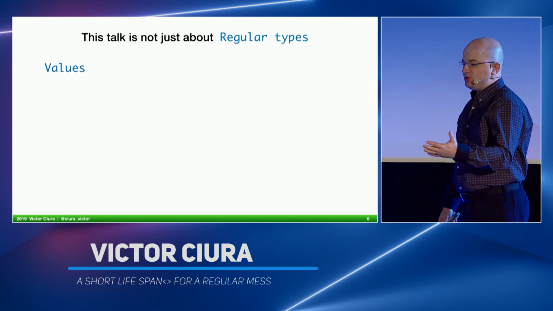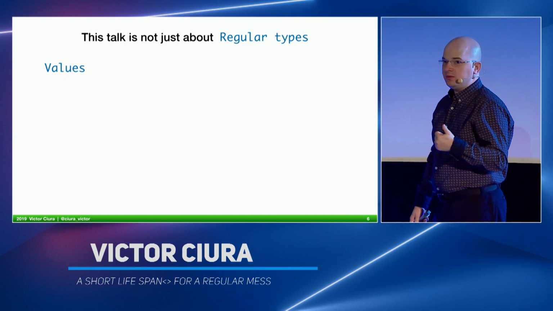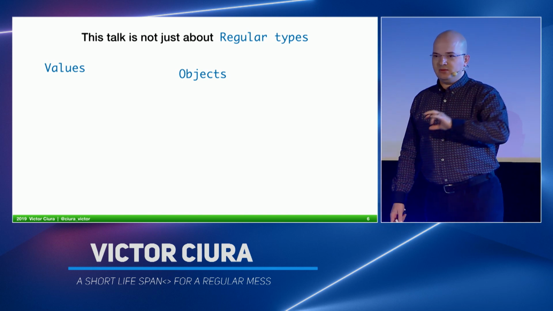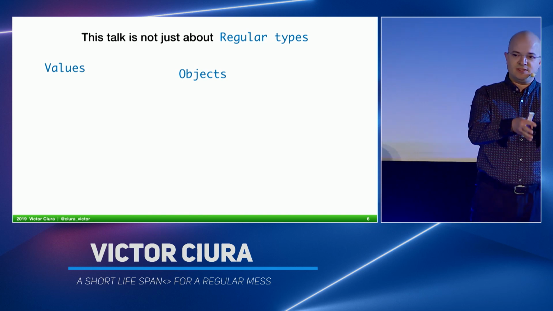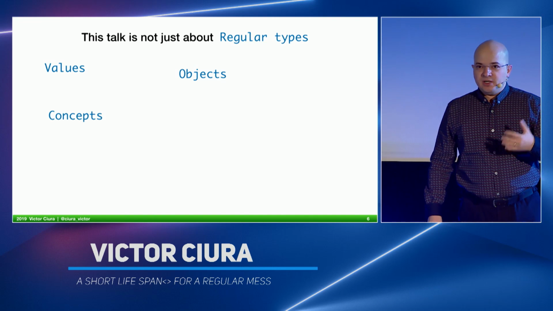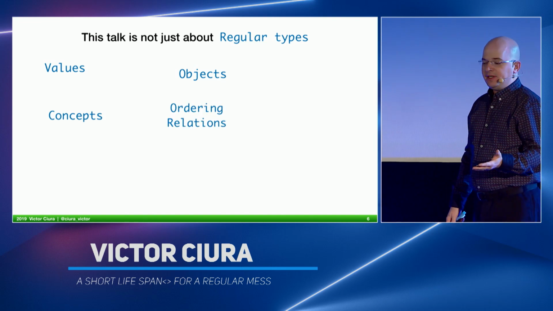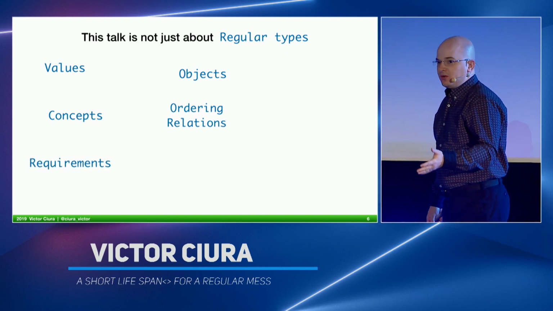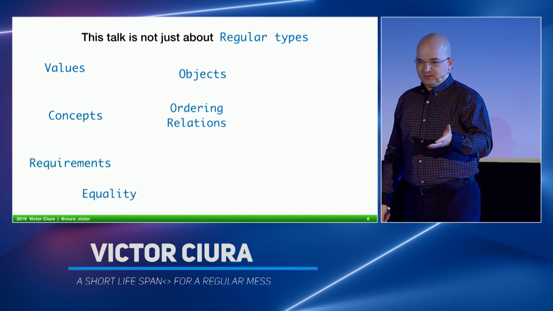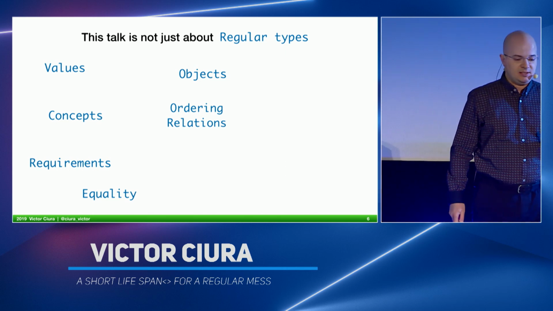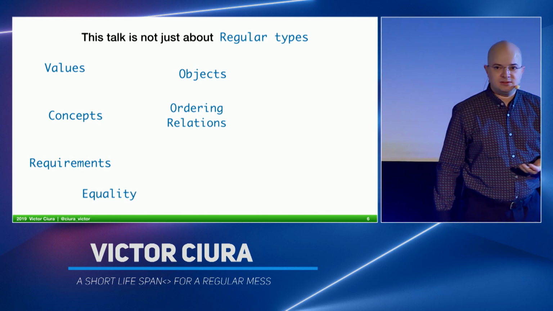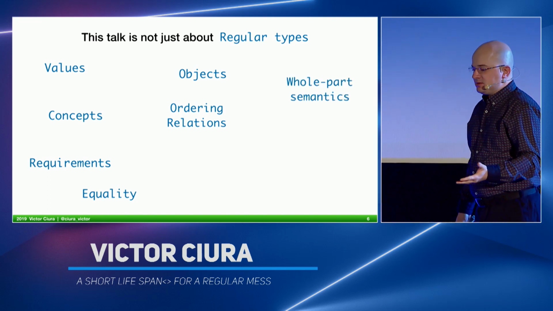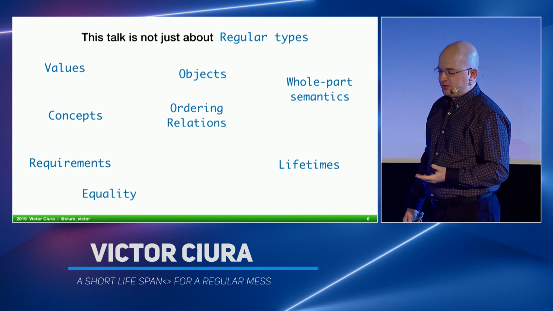But we're not going to talk just about regular types. We're going to talk about values, about objects, not as in object-oriented programming, but rather as objects residing in computer memory, about concepts, about ordering relations, and we shall see that there are tricky bits there, about requirements on types, about equality, and we're going to see that defining equality is not as easy as one might think, whole part semantics, about object lifetimes.